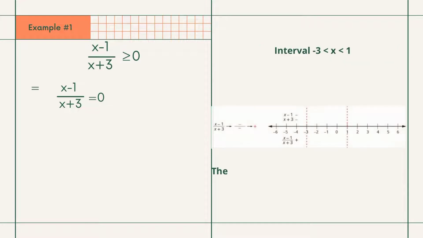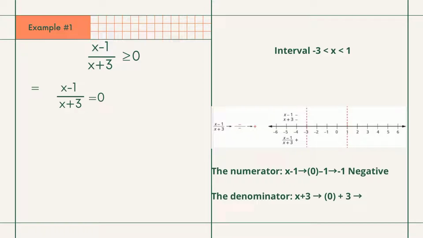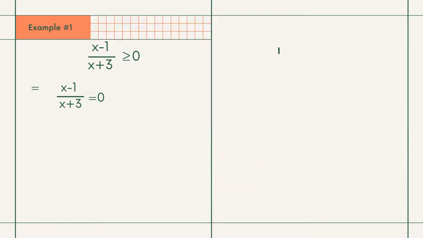Interval negative 3 is less than x is less than 1. As the substitution of x is 0, we can reduce that into 0 minus 1 is equal to negative 1 in the numerator. The same procedure goes with the denominator. Substitute 0 with x and it will become 0 plus 3 is equivalent to positive 3.